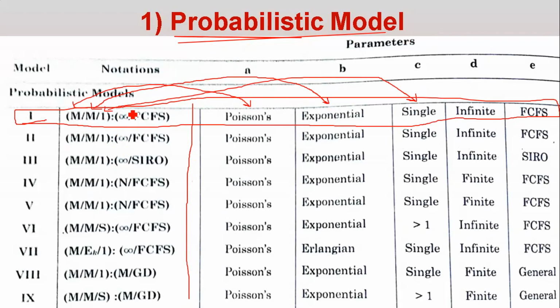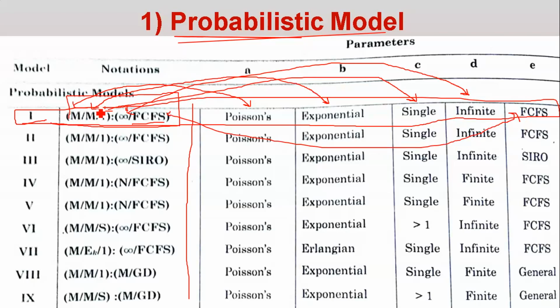Then this infinite is for what? It is the number of customers that can come and get together at the queue. So that is infinite. There is an infinite number of customers that can come. And last, FCFS is for serving order. That is the serving pattern, that is FCFS, first come first serve. So the first customer arriving at the counter will be served first, and likewise in order or in sequence, the other customers will be served. So that is the meaning of all these, M/M/1 infinite FCFS, right?